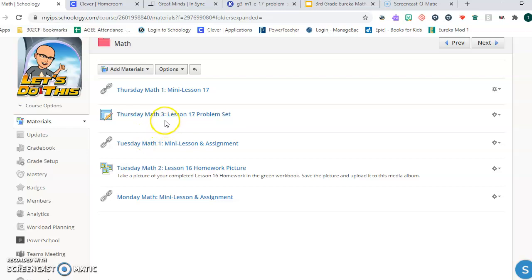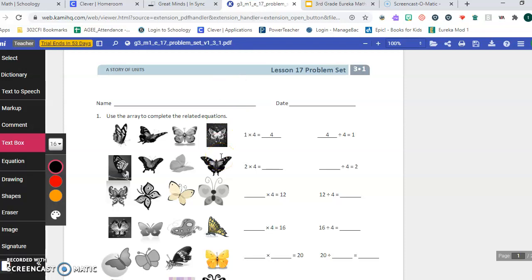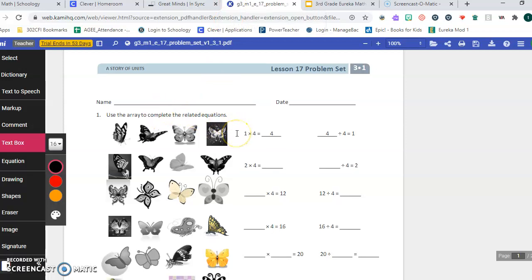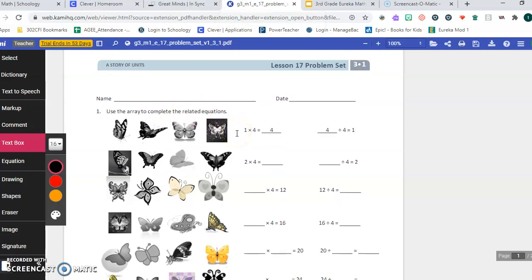in the Thursday math. In the math folder for this week, we've got Thursday Math 3, Lesson 17 problem set. Remember, anytime you see this icon here, that means it's an assignment that you have to turn in for the grade book. All right, so back to our assignment here. When you open it up in Kami, you have to make sure you push the Kami button. It's the blue circle with the white K in it. You'll see this exact paper here.